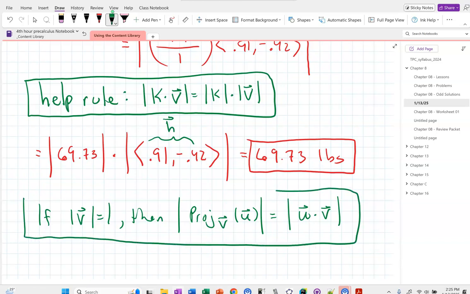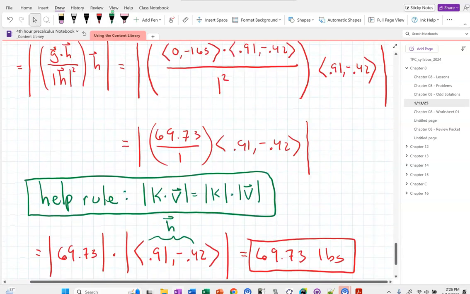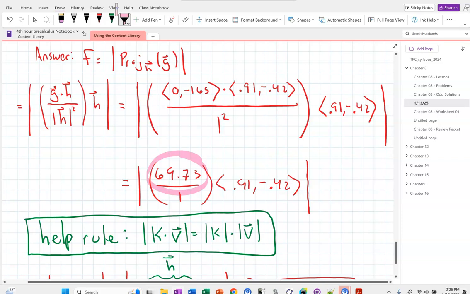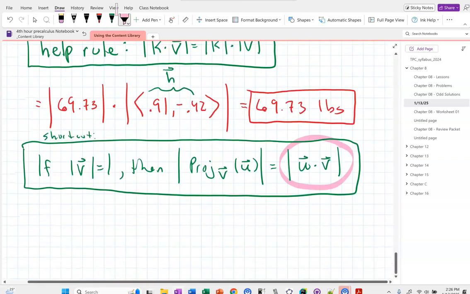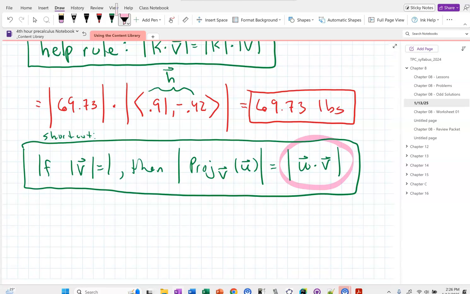So this is our shortcut. If the vector we're projecting onto has magnitude 1, it's a unit vector, then to find the magnitude of the projection vector, I can just do the absolute value of the dot product. Which was what we found right here, almost immediately, right? It's one of the easiest parts of our computation. Again, to be able to do that, though, the magnitude of that vector you're projecting onto must be 1, or else you've got to do the whole shebang again.